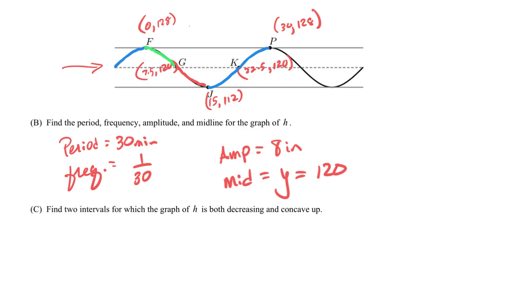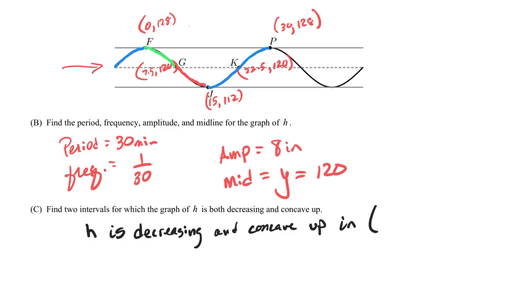Now, it'd be nice if we could just write our interval, but we want to be a little bit more communicative in our answers sometimes. So this is what we're going to write. We're going to write h is decreasing and concave up. See, I'm just using the wording of the question to give a better answer with some context, right? In the interval, and I don't have to put the interval, we just label the interval from 7.5 to 15, right? And we don't include those because that's our points of inflection and our min, so we use our parentheses.